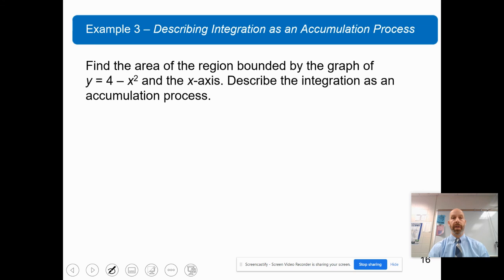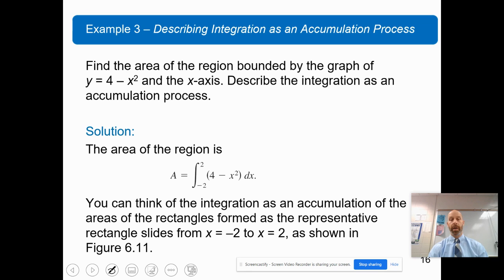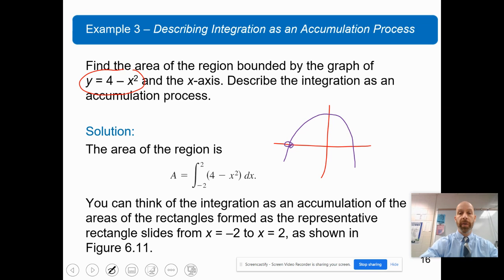Our final example. Find the area of the region bounded by the graph of y equals 4 minus x squared and the x-axis. Describe the integration as an accumulation process. All right, so here's our solution. We first have to figure out where we're going to start and where we're going to end. Now, this function right here is a parabola, and this particular parabola opens down. We also hopefully remember from pre-calculus or algebra 2 that it has zeros at 2 and negative 2. So that's why we started at negative 2 and we're going to end at 2.